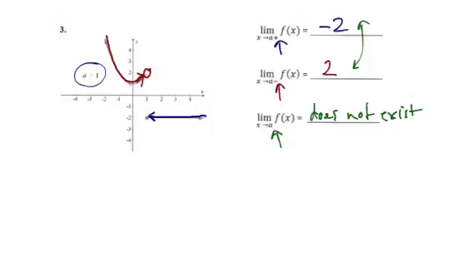So again, it doesn't matter what's happening at the dot. It's about what's happening as you get closer and closer and closer to it. That's what a limit is. It doesn't mean what's happening at that spot. It means what's happening as we approach.